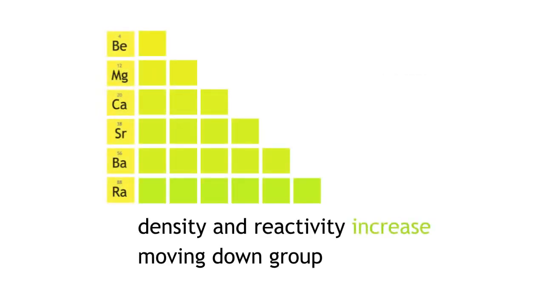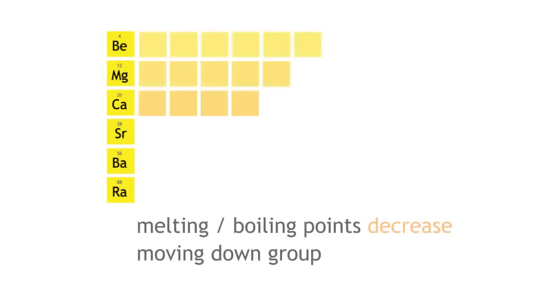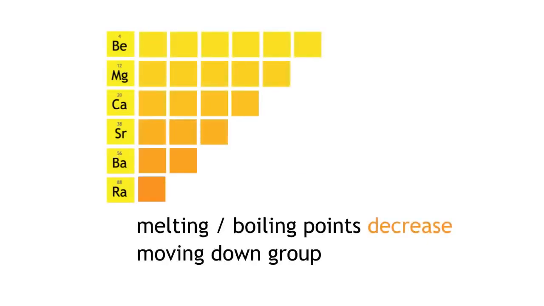Similar properties and reactivity trends are also observed. Moving down the group, their density and reactivity increases. Melting points and boiling points decrease, and the metals become softer. We will now learn about the reactions of magnesium and calcium with oxygen and water.